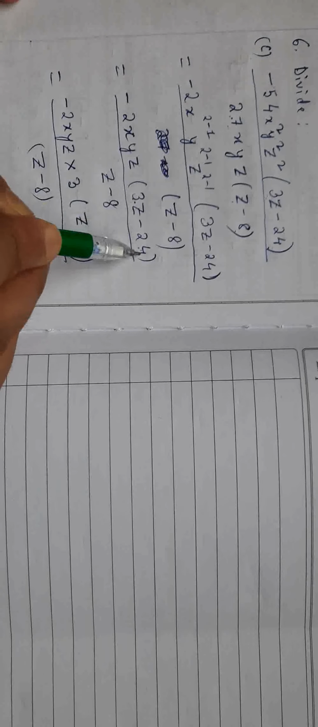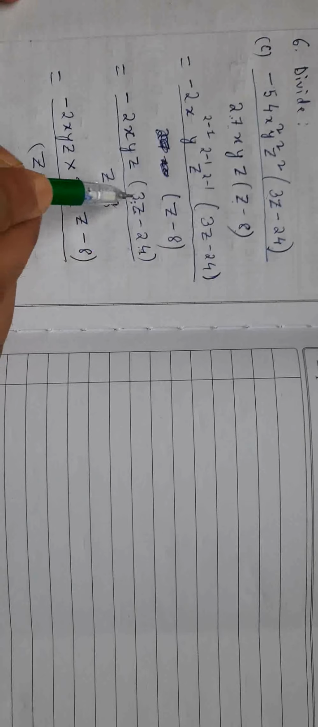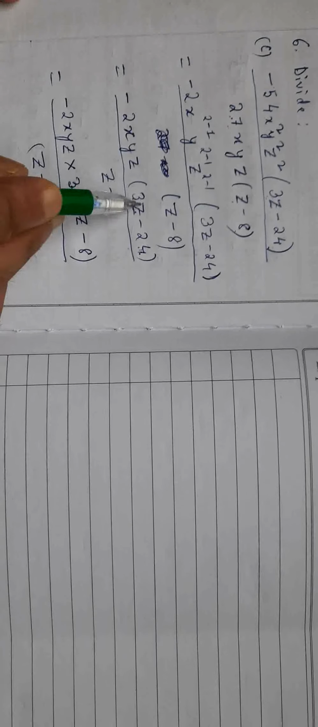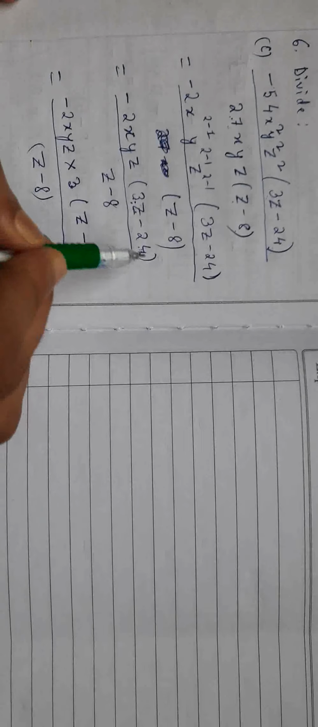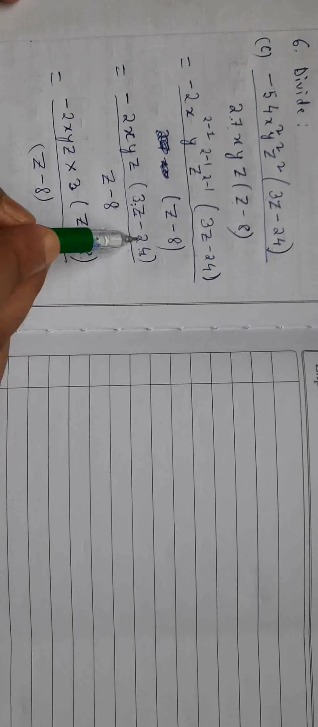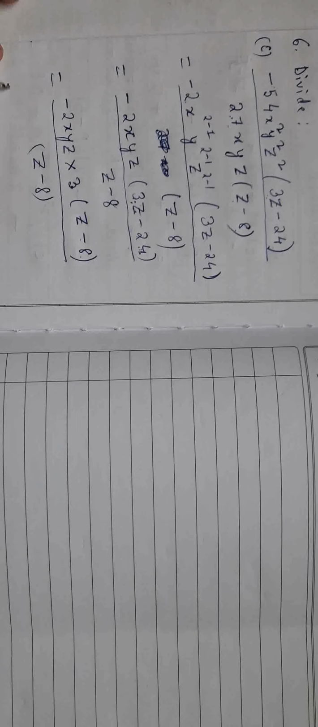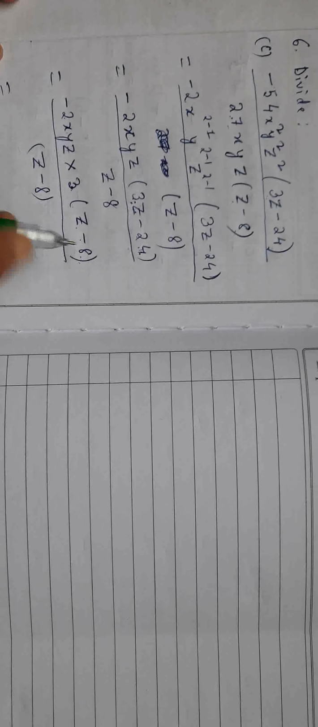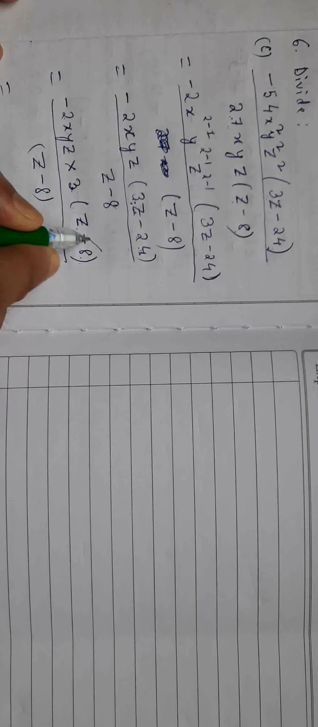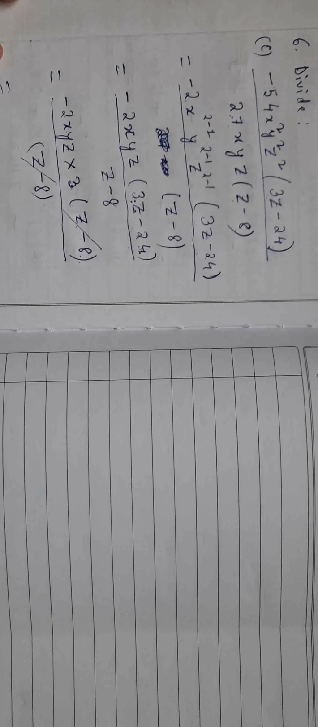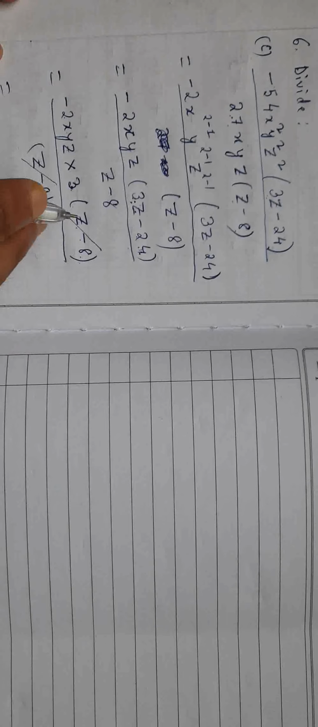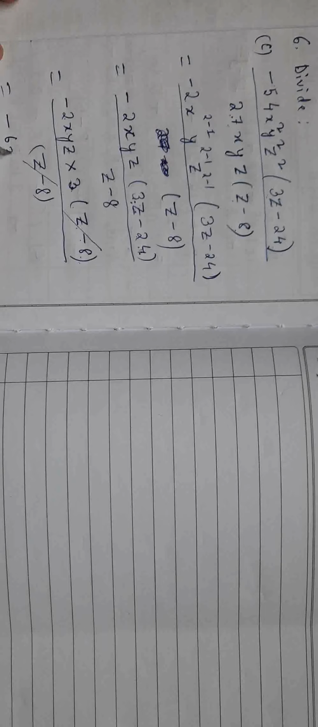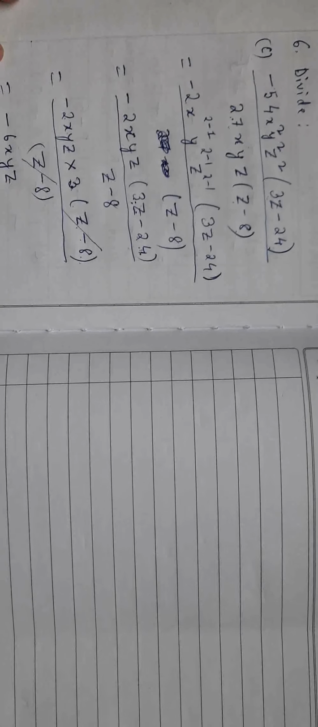Here we have taken 3 common from both the terms inside the bracket, so we are left with z minus 8, since 3 into z is 3z, 3 into 8 is 24, and here it is minus sign, so minus 24. Now since we have got minus 2xyz into 3 into z minus 8, the numerator and denominator can be cancelled, that is z minus 8 can be cancelled. Therefore we are left with minus 6 xyz.